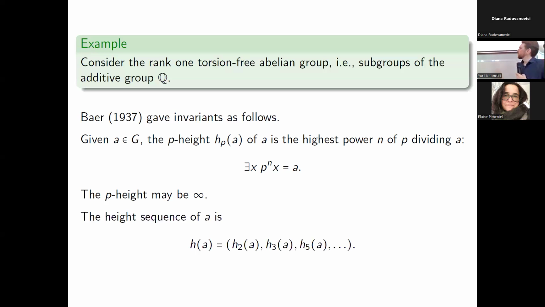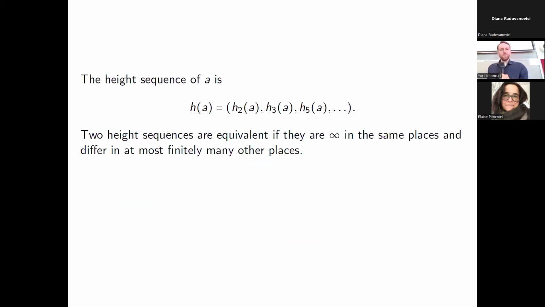And then, so you think of this for all the primes and you get what's called the height sequence. So you have this element and you say, how many times can I divide it by 2? How many times can I divide it by 3, by 5, and so on? And you're going to get this sequence of numbers. So you've got this height sequence.